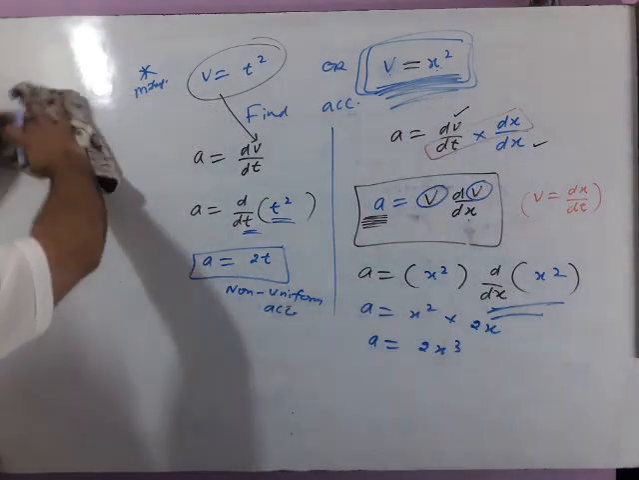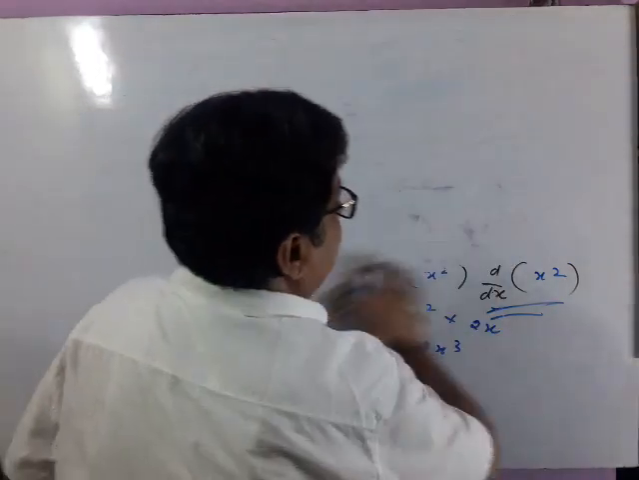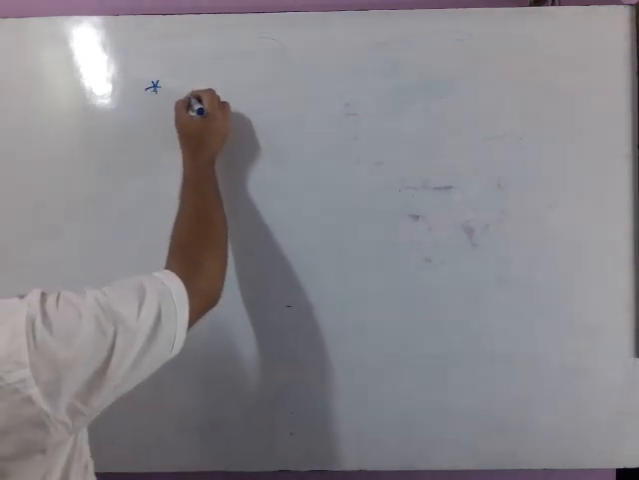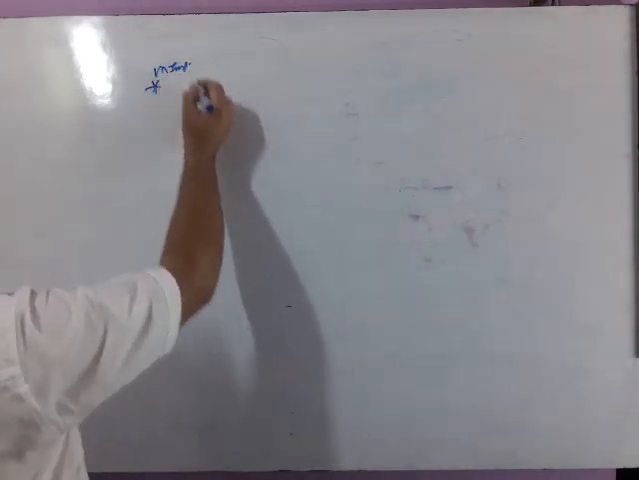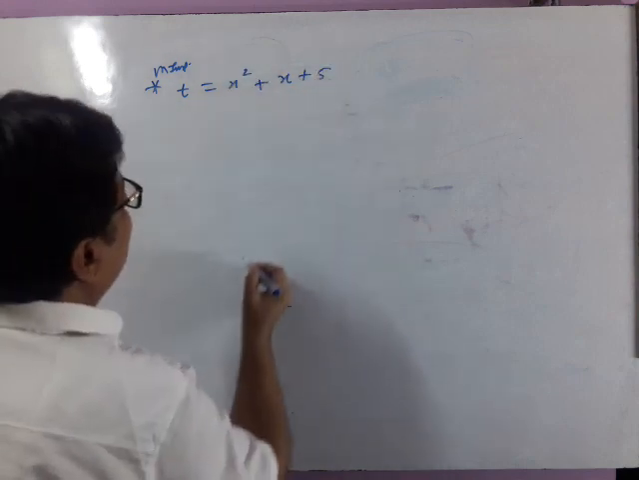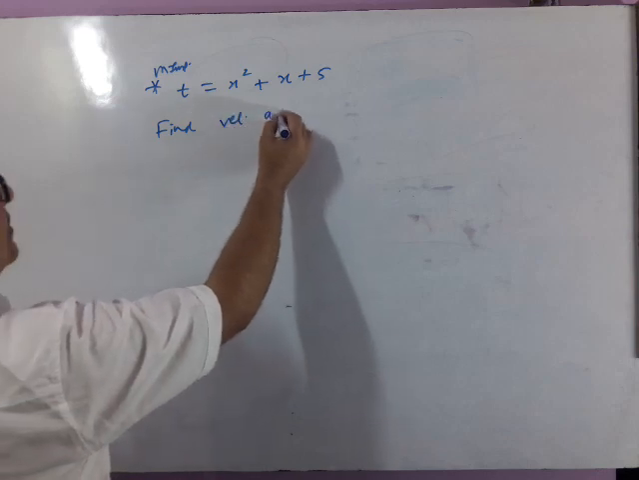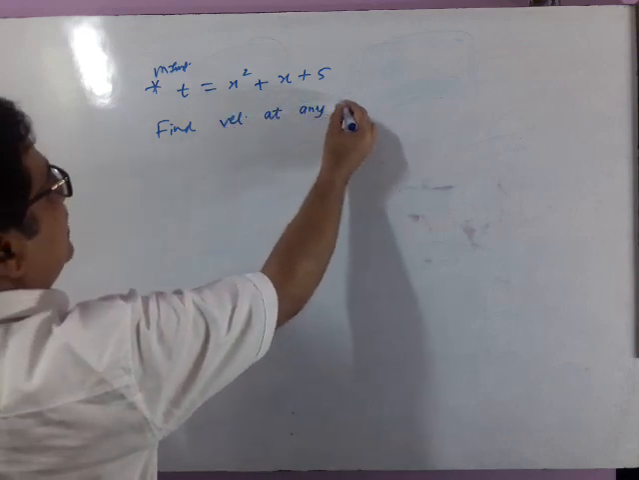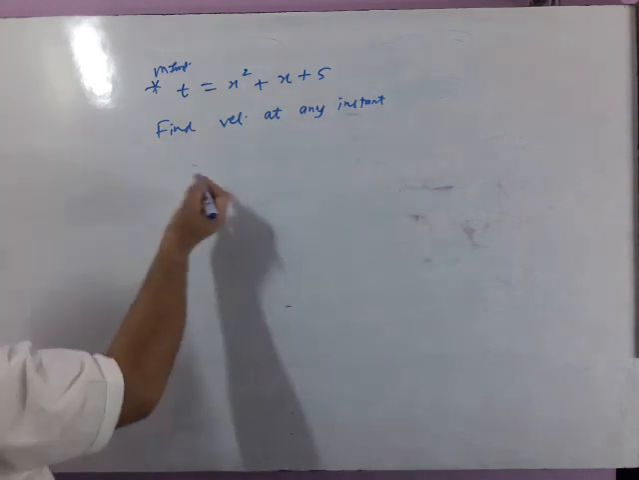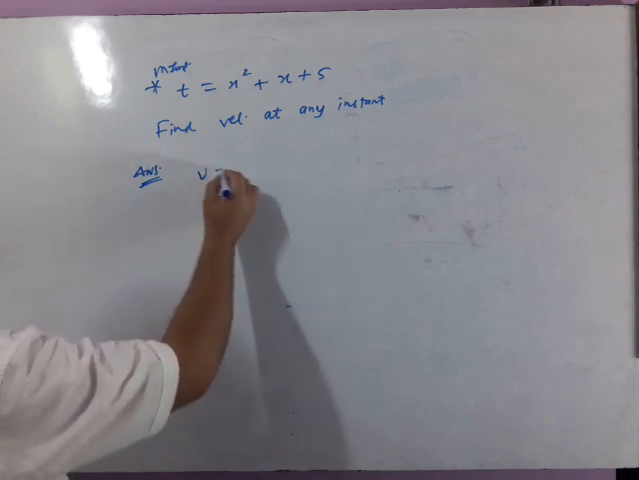Breathe in slowly and gradually. Now see this. Again it is most important. You are given t is x square plus x plus 5. Now it is called find instantaneous velocity or velocity at any instant. How will you find it out? Now there is one trick or chain rule. So first of all, see the trick.